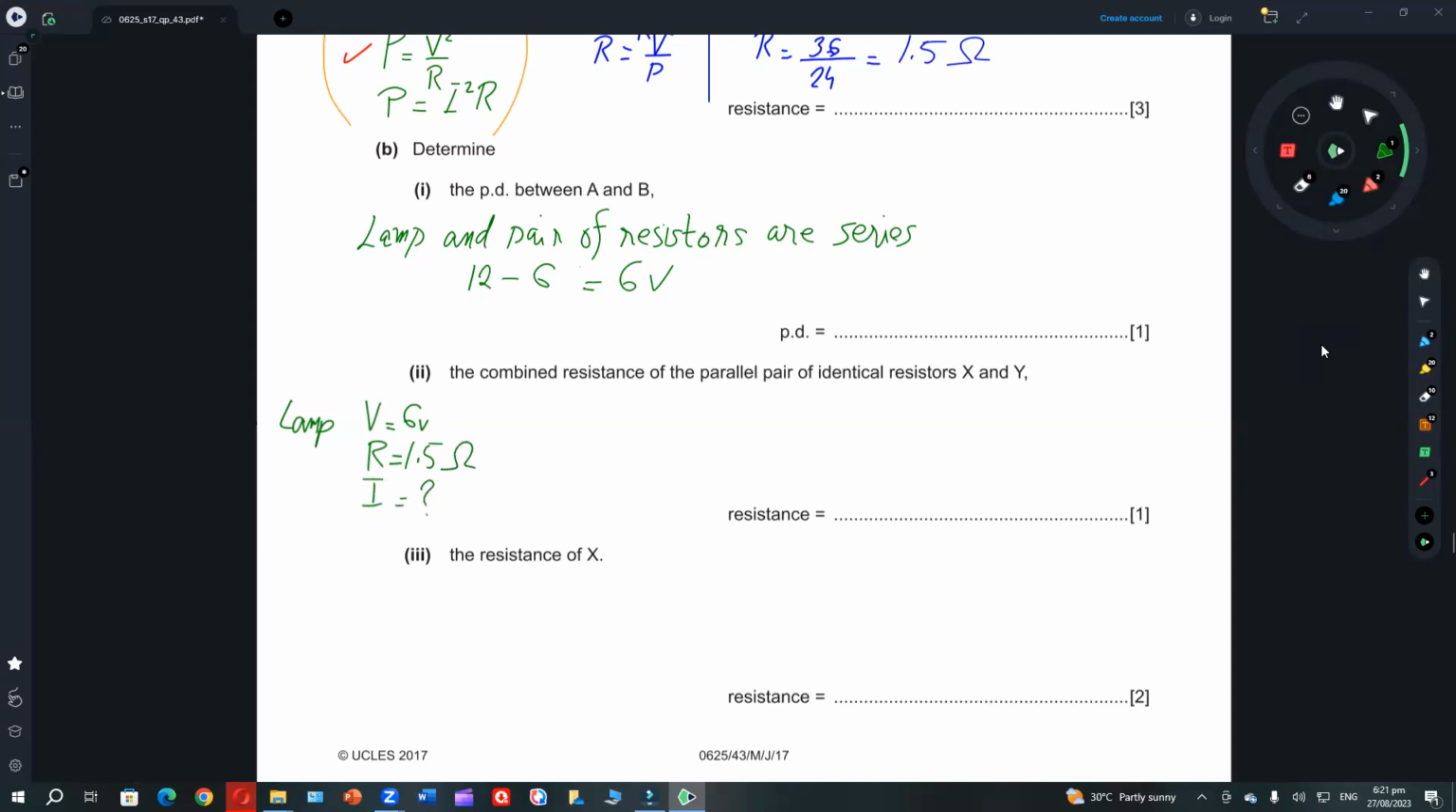This is the data. So can you help me how I can find the current? Help me find the current, please. Now do this calculation.